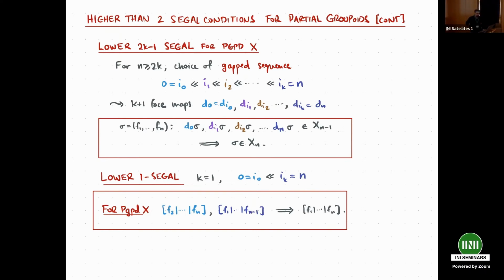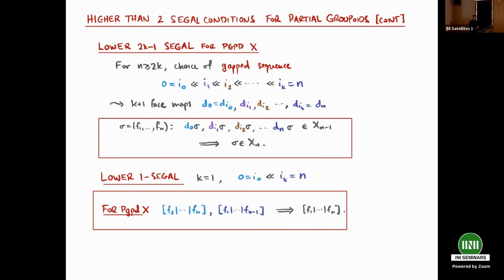In that case, to check this condition, what you need is a choice, for n at least 2k, of a sequence of elements of bracket n which are gap. In other words, adjacent terms in the sequence have distance between them at least 2. This gives you k plus 1 face maps. And what I'm saying is, suppose you have a potentially multipliable word, and those faces are multipliable, then the whole thing is multipliable.